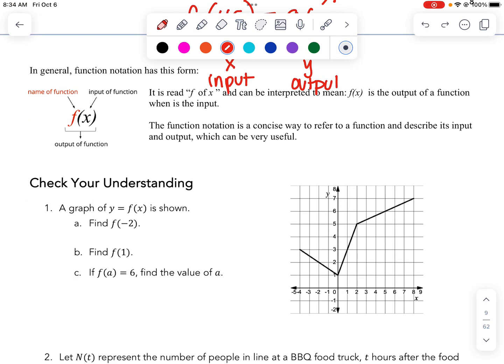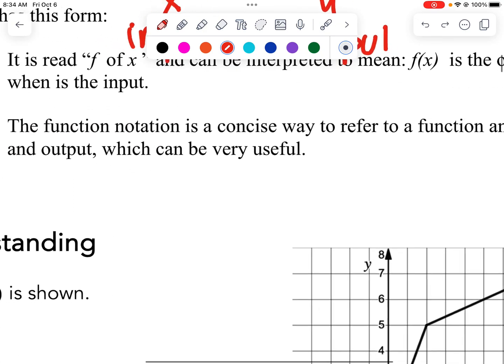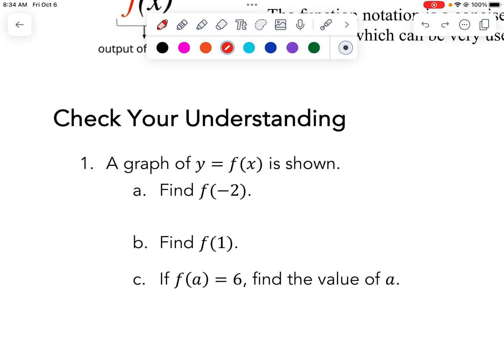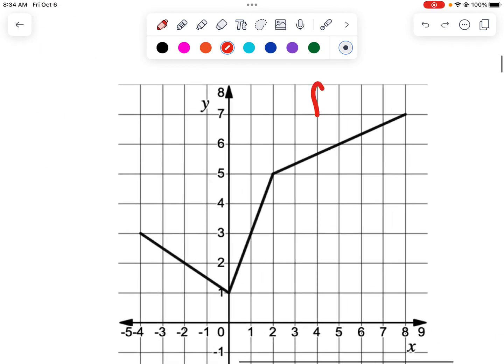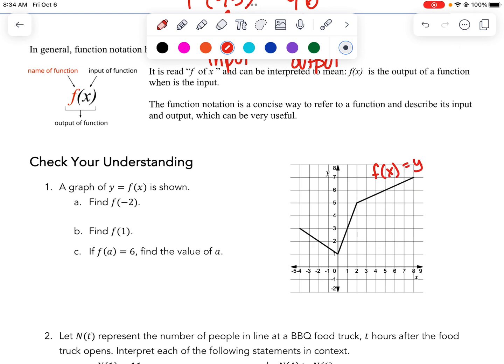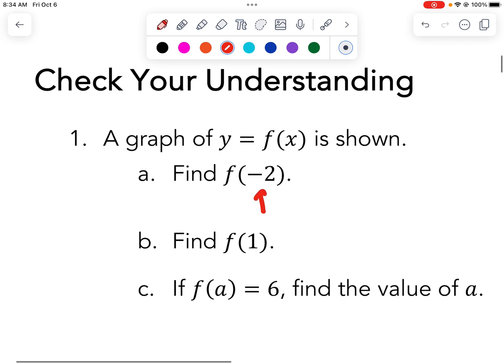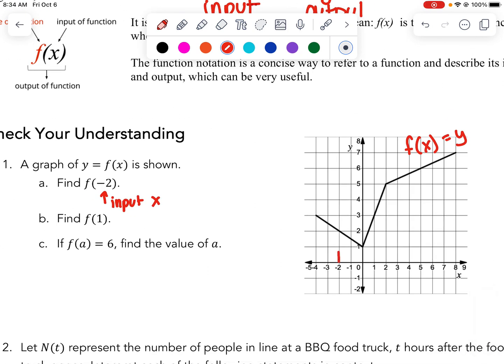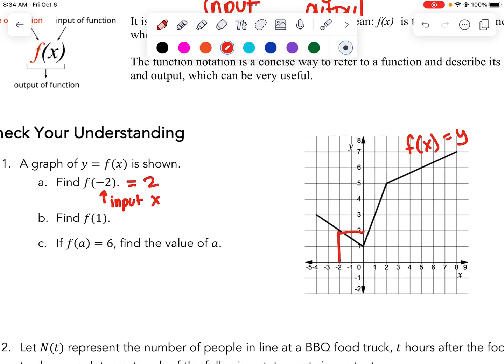Okay, so let's check for understanding. So again, a function notation is a concise way to refer to a function and describe its input and output. So it says a graph y equals f of x is shown. So the name of this is f of x, which is y. Find f of -2. So it's saying in this function, if the input, or x value, is -2, can you find the output? So the input's -2, we're going to go up and over, and we would say that the output is 2. Find f of 1. Okay, so when the input is 1, find the output, which is 3. So we would say f of 1 equals 3.